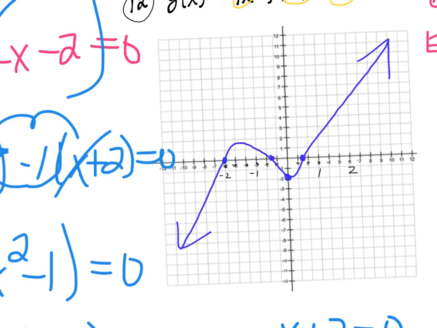Right. Just make sure you hit your intercepts. A lot of times an x-intercept and the y-intercept are the same. It's just weird. Does that make sense? You guys okay? Yes. All right.